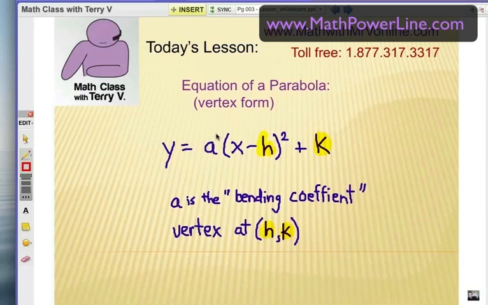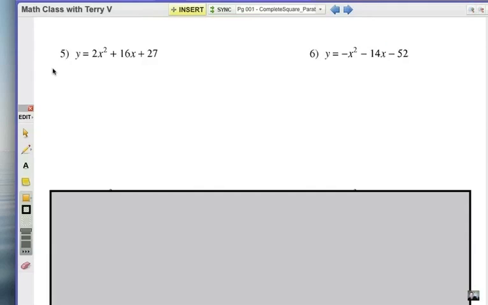Alright, let's take a look at 2 examples to finish this self-quiz. Look at 5 and 6, and I want you to rewrite, by completing the square, these equations in vertex form of a parabola. Go ahead.